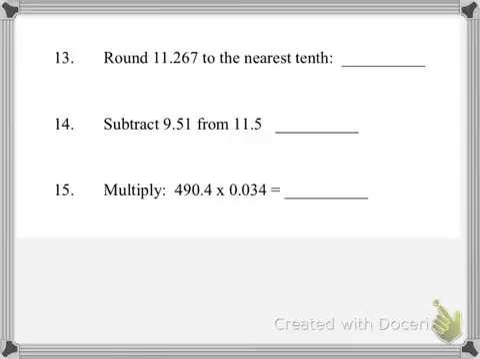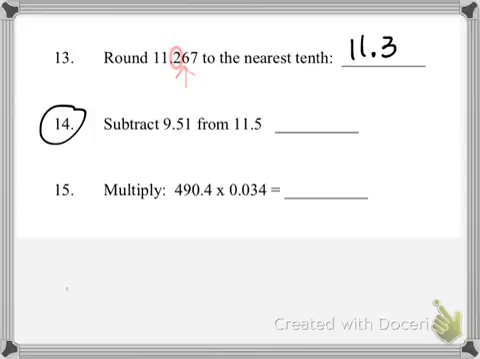Number 13, we need to round this to the nearest tenth. So we'll identify what's in the tenth place. It's a 2, so we need to look to the digit on the right. If it's 5 or higher, we round up. If it's less than 5, we just leave the 2 alone. In this case, we're going to round up, and we'll end up with 11.3.